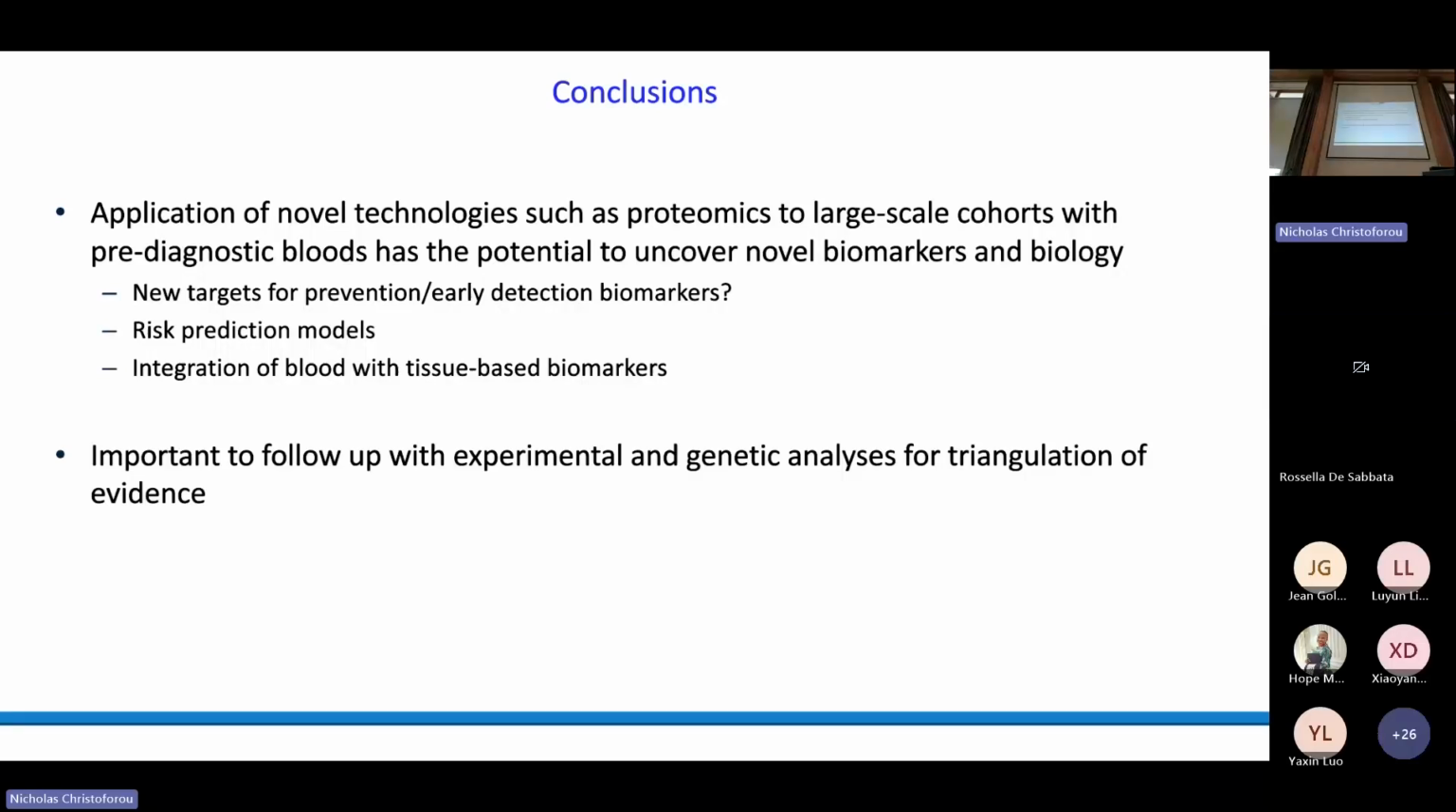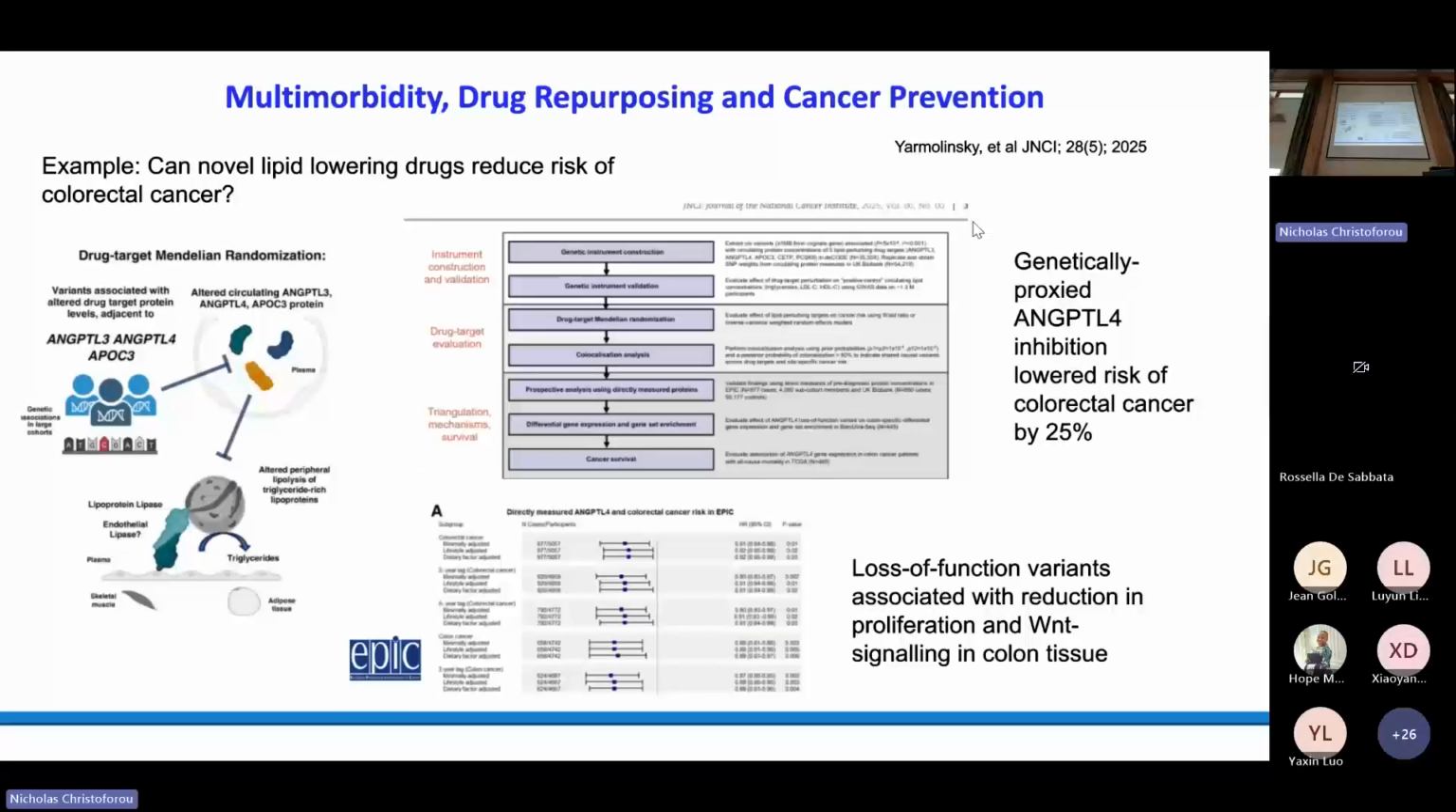But I really want to stress the importance of following up some of these with experimental and genetic analyses, really for triangulation of evidence. And I know that's a key feature of some of the work that's going to be going on in ICEP. Also, just to say, this data are available and can be used for testing specific hypotheses.